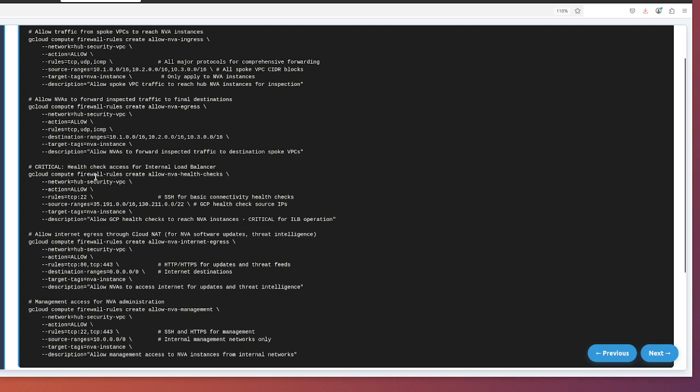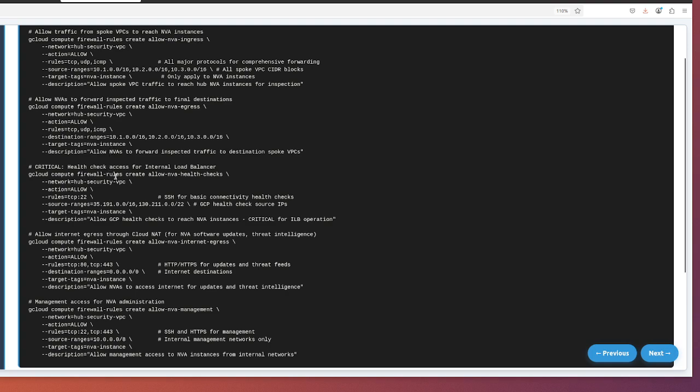The allow-NVA-egress rule is equally important. It allows the NVAs to forward traffic to their final destinations. Without this rule, traffic would reach the NVAs but could not be forwarded onward, effectively creating a black hole.